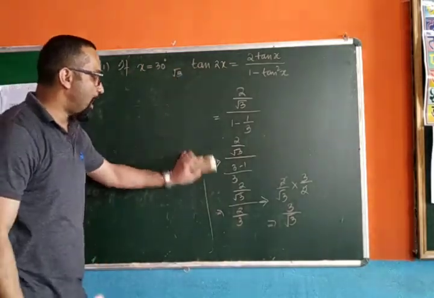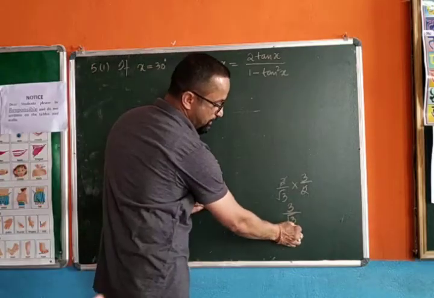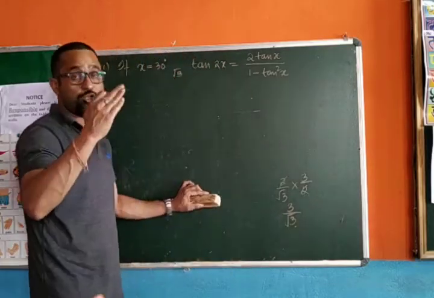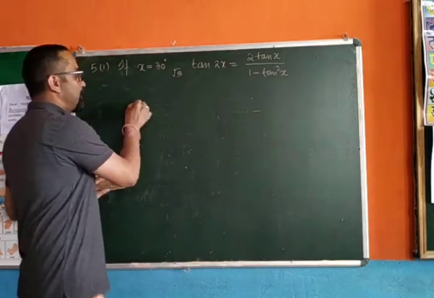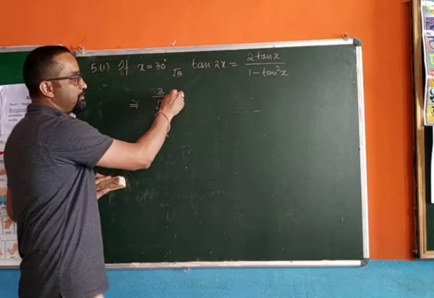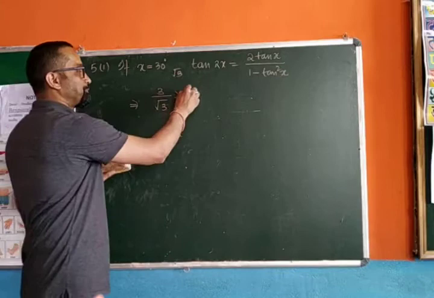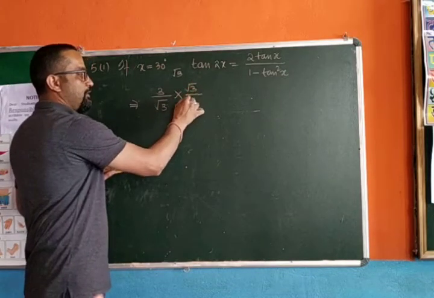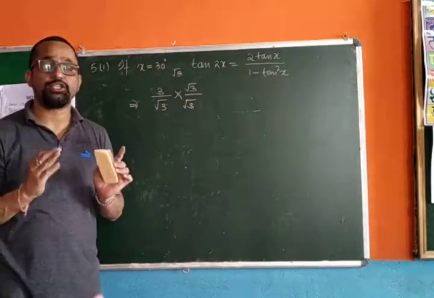So whenever you have irrational number at denominator, irrational means number which is under root, this part has to be rationalized. Multiply both numerator and denominator by root 3. This step is called rationalization.